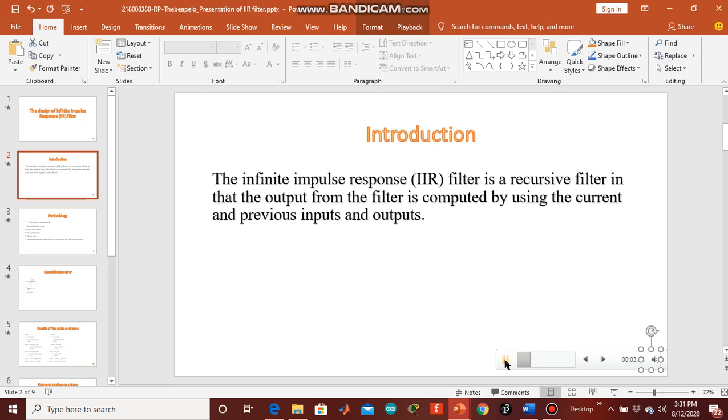Introduction. The infinite impulse response filter is a recursive filter in that the output from the filter is computed by using the current and previous inputs and outputs.